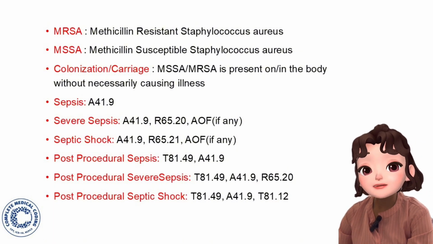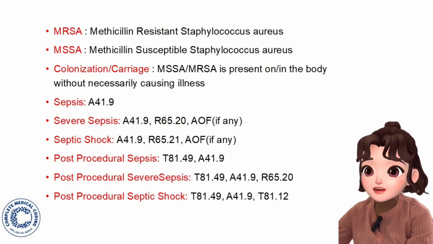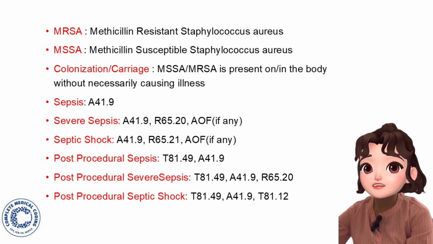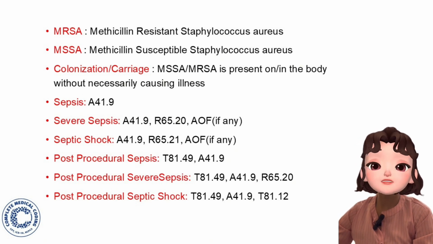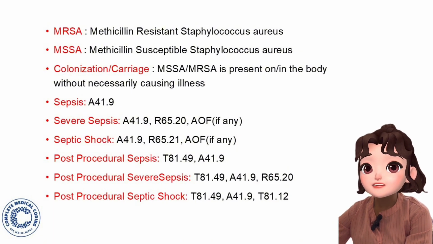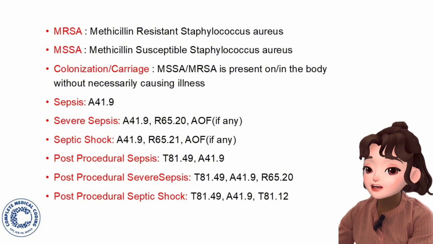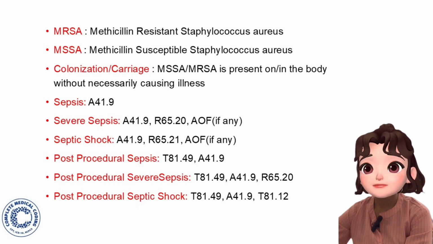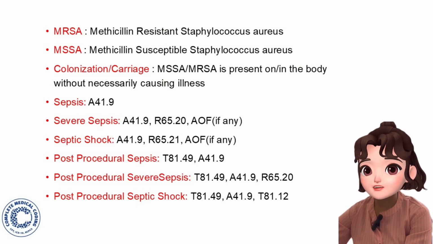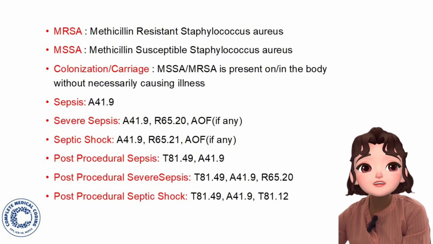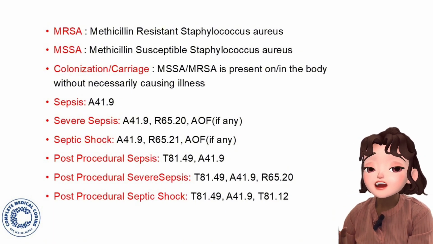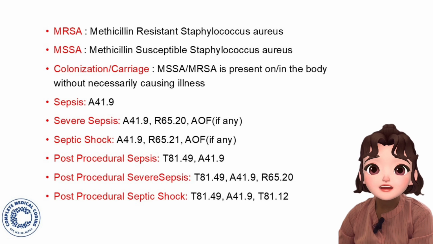Now, post-procedural septic shock. If it is post-procedural septic shock, what should be the code? You have to use first the T code, the specified complication of the procedure, followed by the sepsis code, and then T81.12, which means post-procedural septic shock. That is the post-procedural septic shock code. Anyway, these codes are just for your understanding of how the sequencing should be. I have just marked them for your knowledge only.